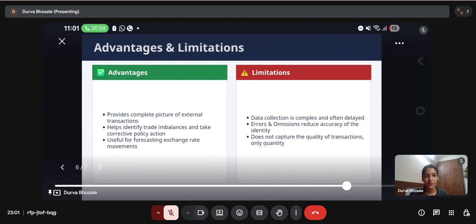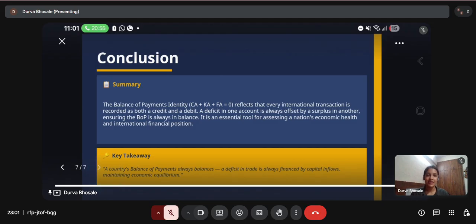Summarizing this presentation, the balance of payments reflects that every international transaction is recorded both as a credit and as a debit. A deficit in one account must be offset by a surplus in another. It is an essential tool for assessing the economic health of a nation and its international financial position. The key takeaway is that a country's balance of payments always balances. A deficit has always been offset by a surplus.